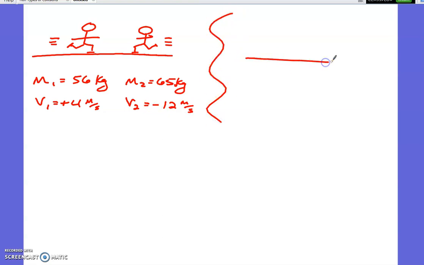Now after the collision, they're going to join hands and skate off. What I want you to do is think about what direction you think they'll be traveling after they join hands. Do you think they'll be traveling north, the same as the first skater, or south, the same as the second skater?